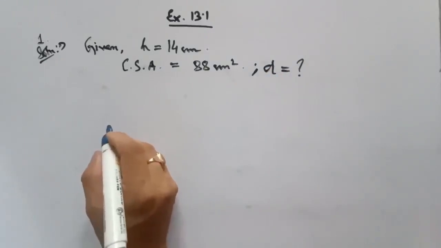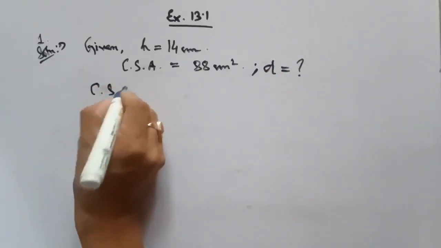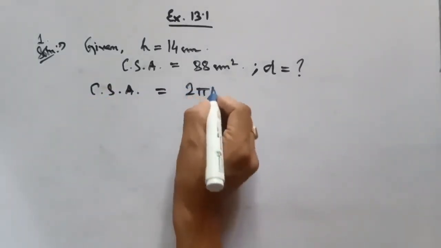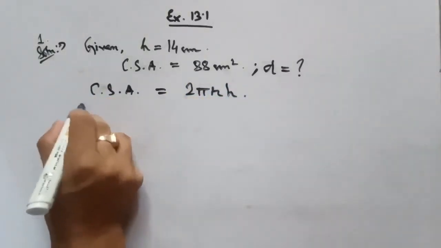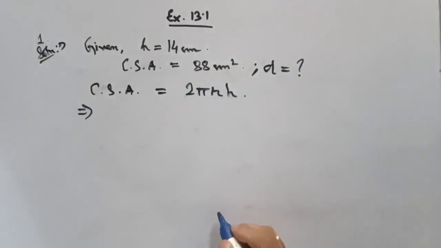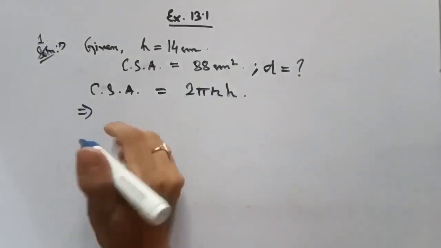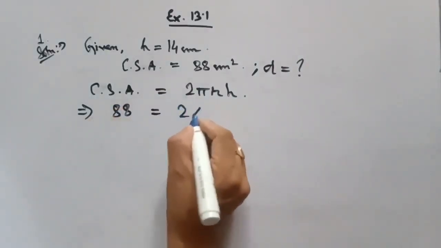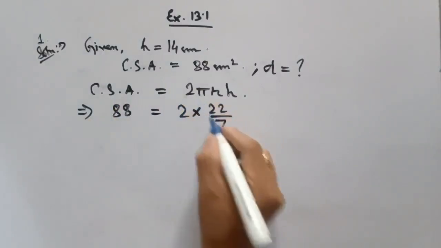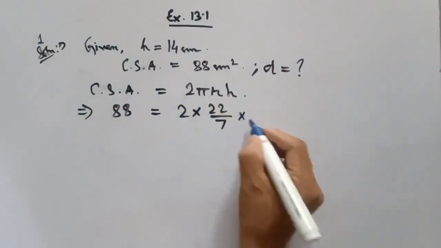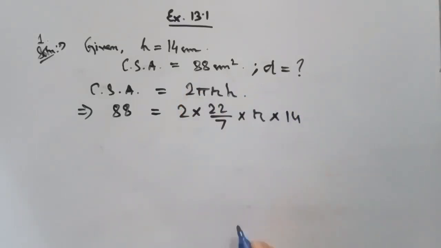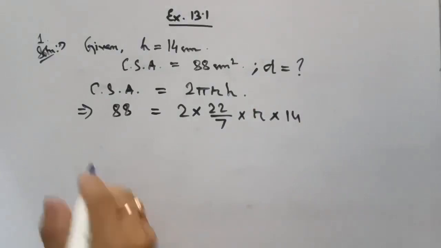So we know that the curved surface area of a right circular cylinder is given by 2 pi r h, where r is the radius of the circular cylinder. So the curved surface area is 88 equal to 2, we will use pi as 22 by 7, into r into h. h is 14 centimeter. So if we find the value of r, we can easily find the value of d, that is the diameter.